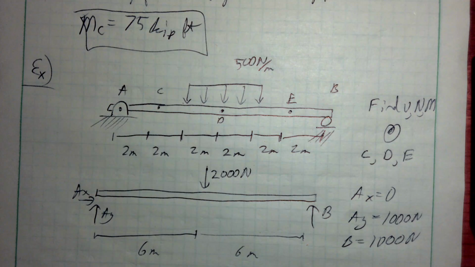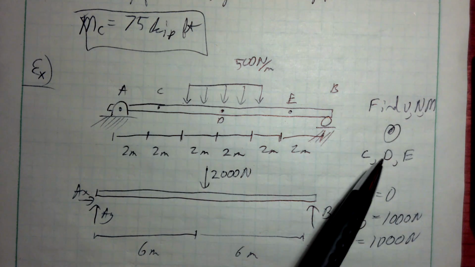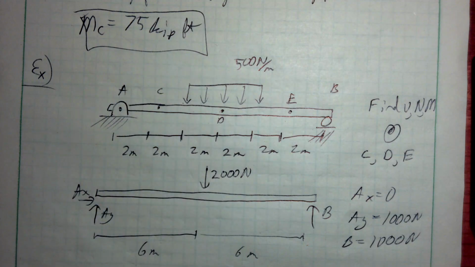Now, if we continue from there, what is our first step? What are we looking for? Well, I'm looking for the shear, normal, and bending moment at points C, D, and E. So I need to make a cut at point C, a cut at point D, and a cut at point E, and analyze each of those. Go ahead and make your cut at point C. You should be able to do that based on what we did in the previous video. Pause it here, make your cut at C, and see if you can find normal, shear, and moment at point C.